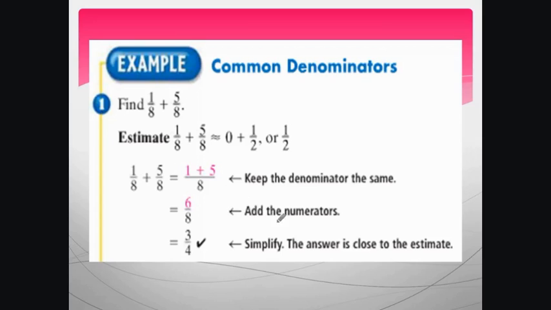We're going to simplify once we add our numerators to equal 6/8. But 6/8 isn't in simplest form because 6 and 8 have other factors in common other than 1. So we're going to divide our numerator and denominator by 2 to equal 3/4. From here, we can confirm that 3 and 4 have no other factors in common except for 1. So the answer and sum of 1/8 plus 5/8 equals 3/4.